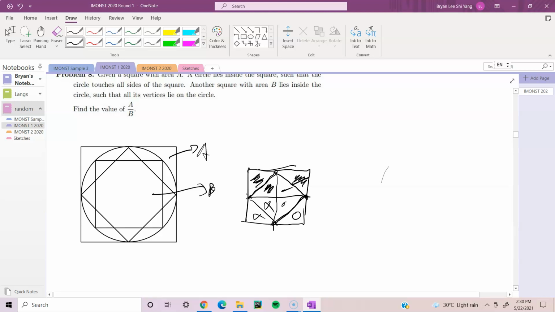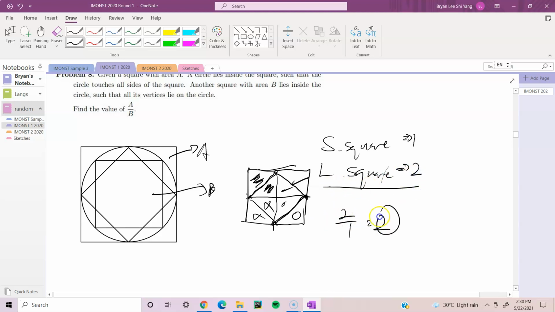So as we can see here, if the smaller square's area is 1, then the larger square has an area of 2, because all of the pieces cut here are doubled, right? So the large square would have area 2. So A over B is just 2 over 1, which is 2. So this is the answer to problem 8.